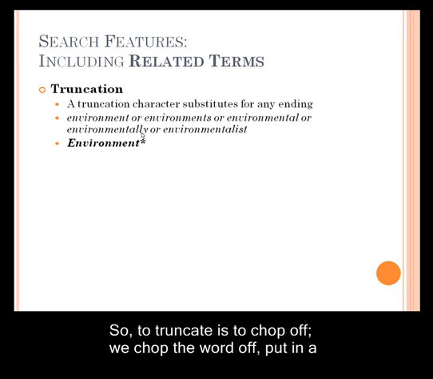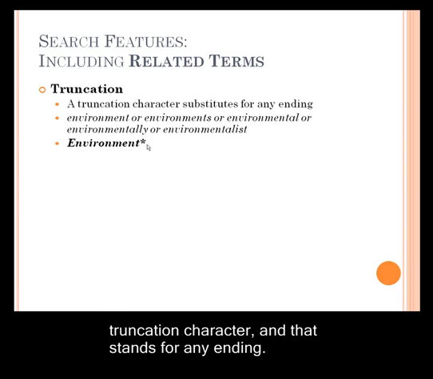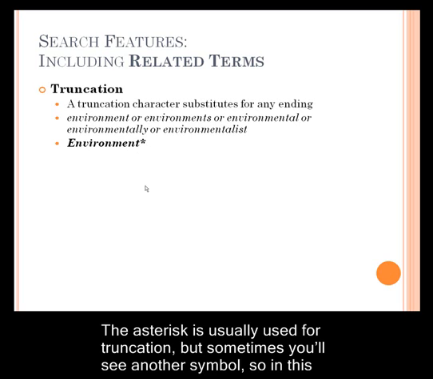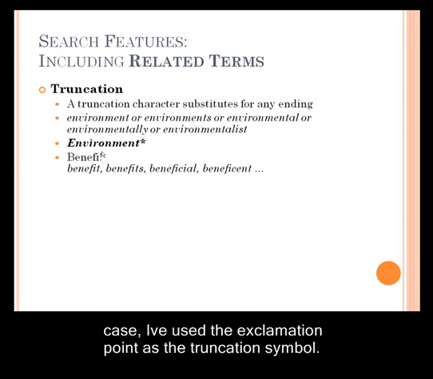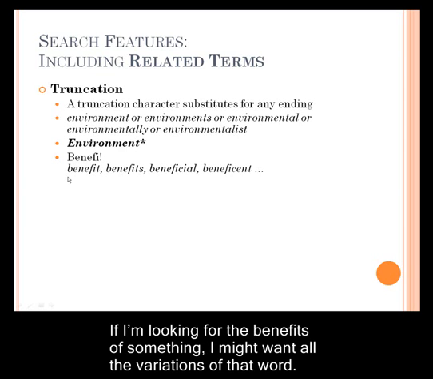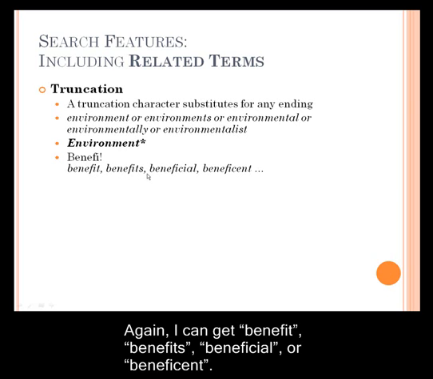So to truncate is to chop off. We chop the word off, put in a truncation character, and that stands for any ending. The asterisk is usually used for truncation, but sometimes you'll see another symbol. So in this case, I've used the exclamation point as the truncation symbol. If I'm looking for benefits of something, I might want all the variations of that word. Again, I can get benefit, benefits, beneficial, or beneficent.